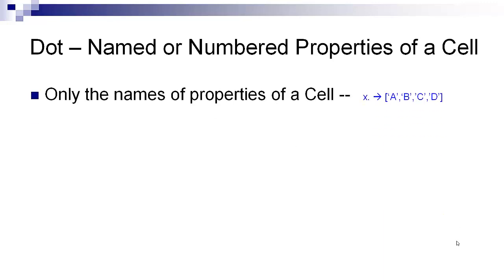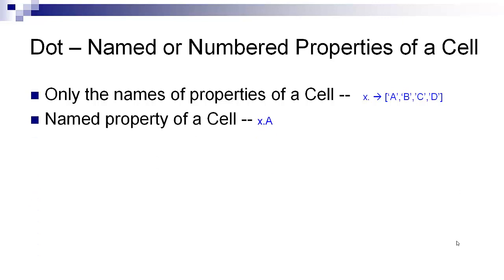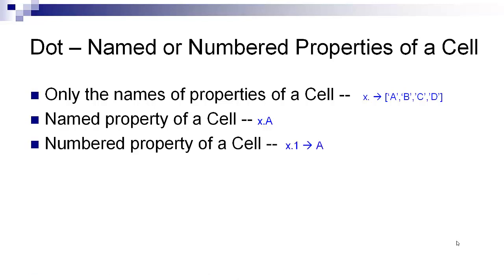Okay, so we'll look at the dot named and numbered properties of a cell. If I only want the names of the properties, I can just say X dot, and that will return the names. Or I can specifically give a name and say I want the value of X dot A. So I want one of the named properties, or a numbered property. I can say X dot 1, and that will give me the first one.